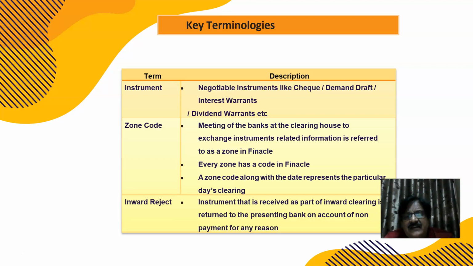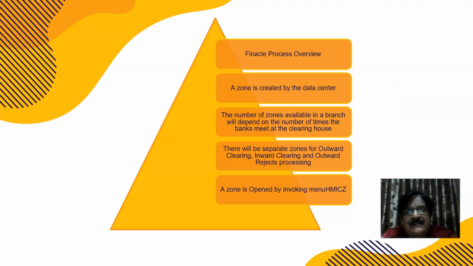An instrument that is received as part of inward clearing is returned to the presenting bank on account of non-payment for any reason. Maybe the signature differs, maybe the amount is less. So what is the Finacle process overview? A zone is created by the data center. The number of zones available in a branch will depend on the number of times the banks meet at a clearing house. If it meets 2 times, there will be 2 zones for the day. 1 time, 1 zone. There will be separate zones for outward clearing, inward clearing, and outward clearing reject process. So there are different separate zones.